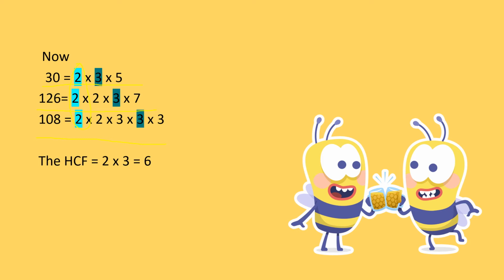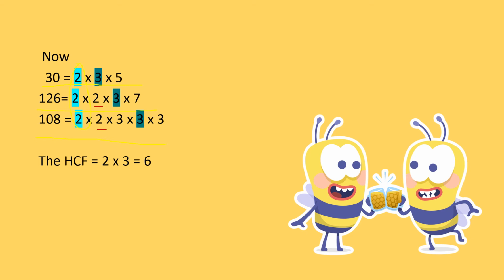Let me use another color to highlight it. This 2 is being ignored and this 2 is being ignored. Why? Because although these two 2's are present in 126 and 108, there is no other 2 in 30, right? So we have to choose only those prime factors which are present in all these three numbers when we break them down as prime factors. I hope you understand what I'm trying to say.